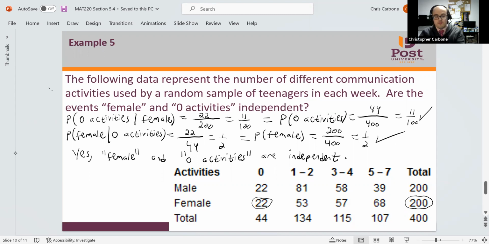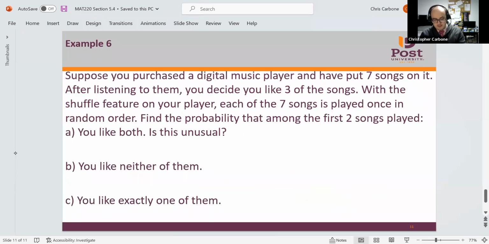And we have one more of these examples. Suppose you purchase a digital music player and have put 7 songs on it. After listening to these, you decide that you like 3 of the songs, which is not the best, but what can you do? With the shuffle feature on your player, each of the 7 songs is played once in random order. We want the probability that among the first 2 songs played, you like both.